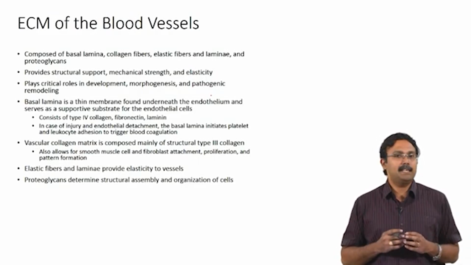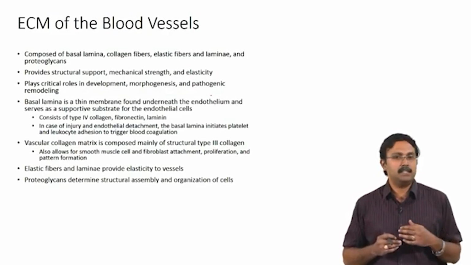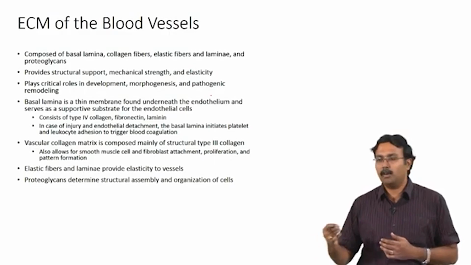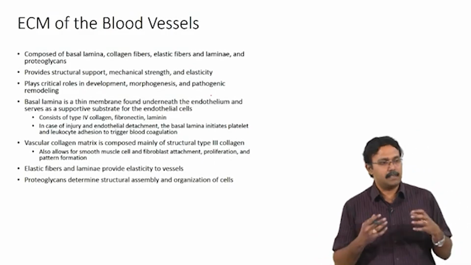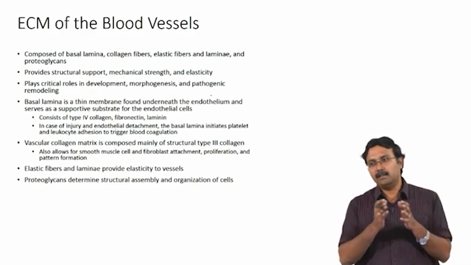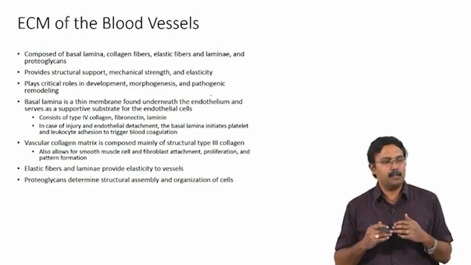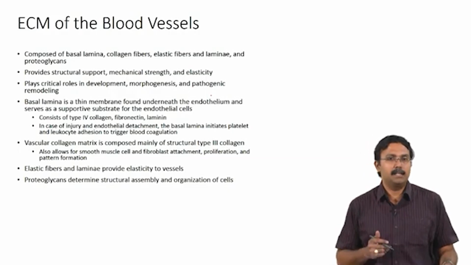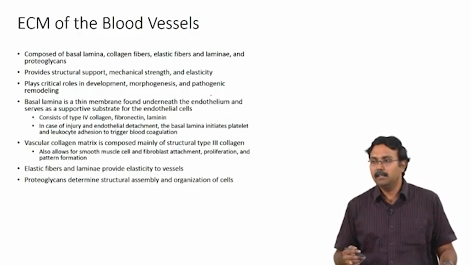So, basal lamina is the thin membrane which is found underneath the endothelium, which serves as the supportive substrate for the endothelial cells. So, it cannot just be cells, right. What we looked at were 3 layers. So, the tunica intima we said had endothelial cells, but these endothelial cells have to adhere to something. So, that is your basal lamina, and basal lamina primarily consists of type 4 collagen, fibronectin and laminin.